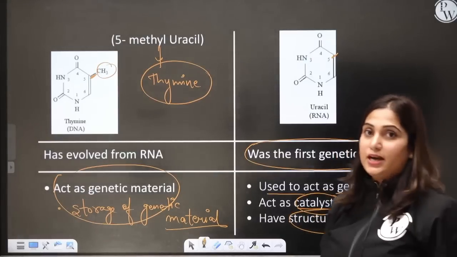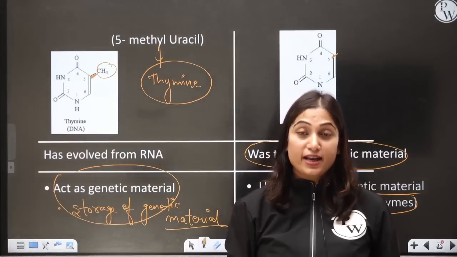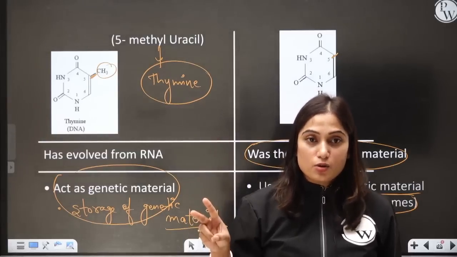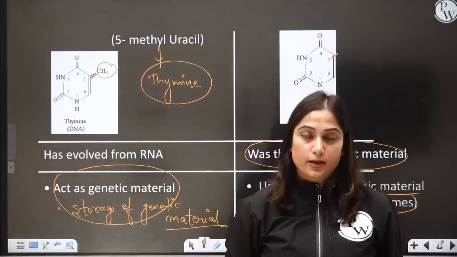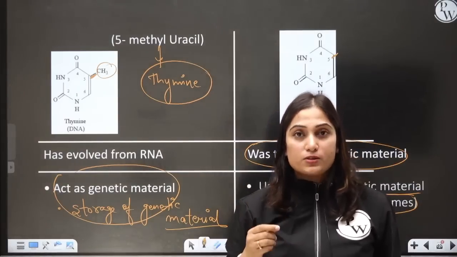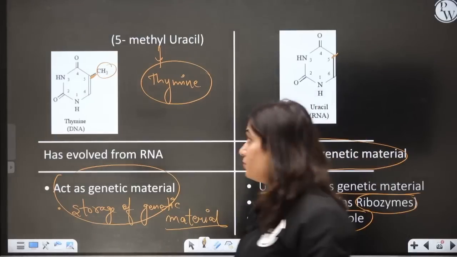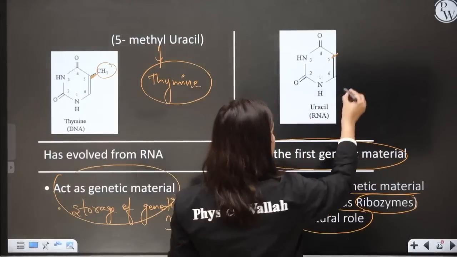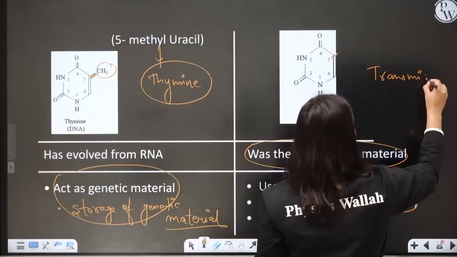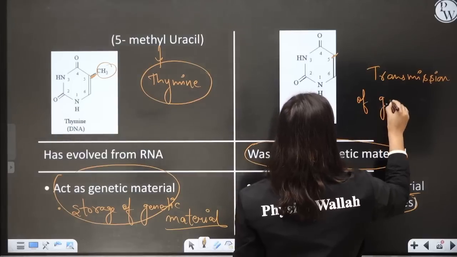RNA has a structural role also. We know that ribosomes are formed from rRNA. It can act as a catalyst, and it used to act as the genetic material. So who is responsible for the storage of genetic information? DNA. For the transmission of genetic information? RNA. So RNA is responsible for the transmission of genetic information.